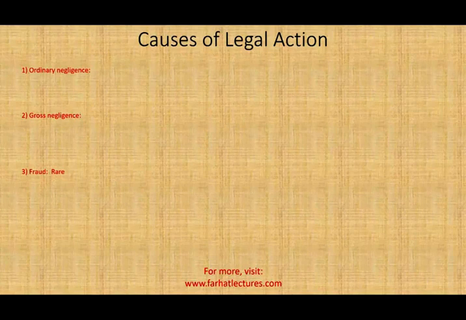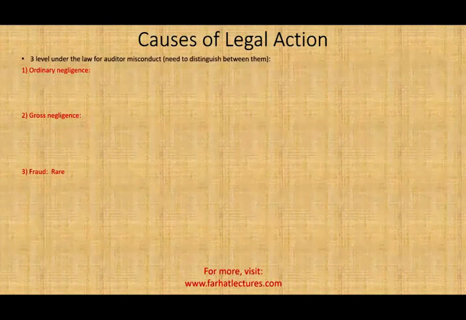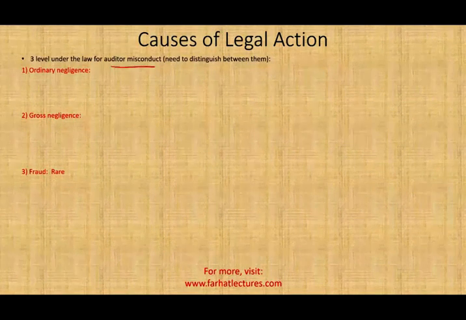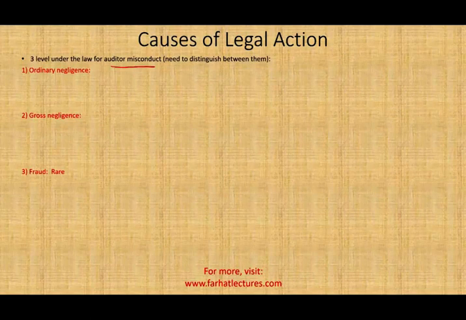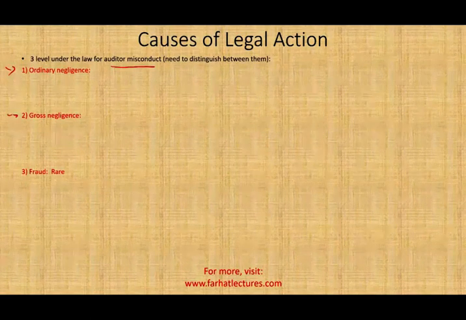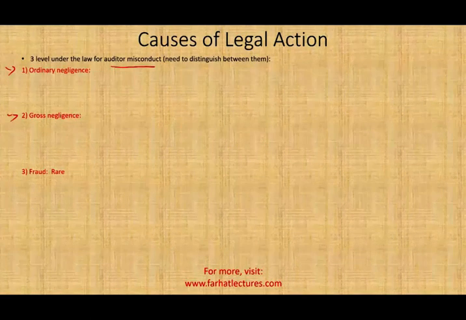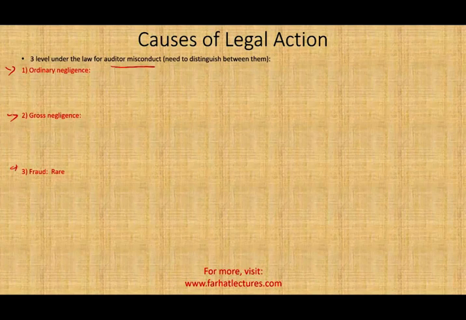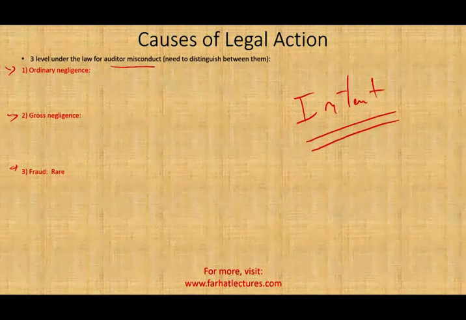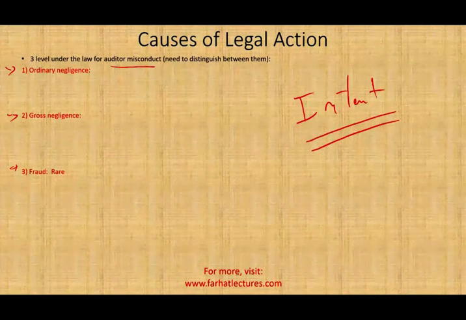In this session, we're going to look at causes of legal action against the auditor when they commit misconduct. We have three levels under the law for auditor misconduct, and we need to distinguish between them. Those three are ordinary negligence, gross negligence, and fraud. The difference between all three is intent. So let's take a look at what is ordinary negligence.